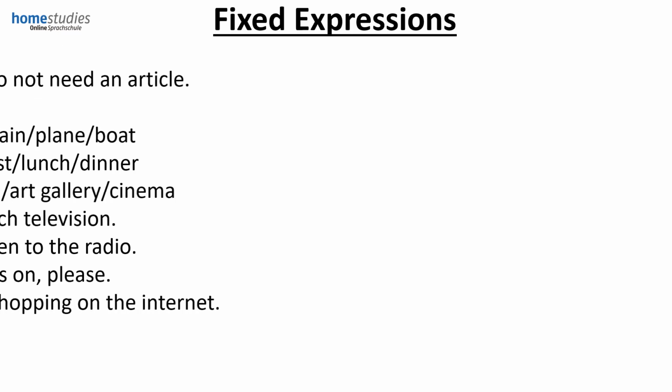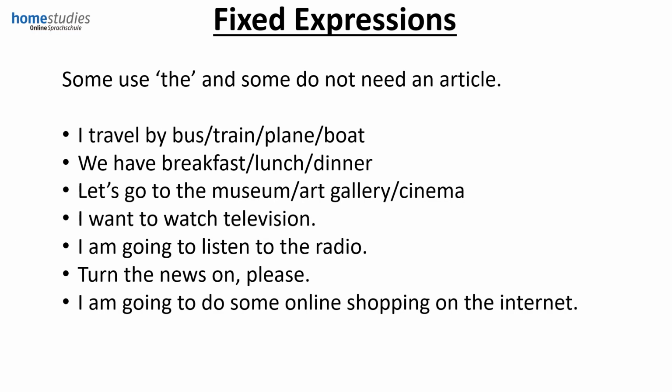Now, with some fixed expressions, some of these use an article and some do not. For example, when we're talking about the way we travel, by bus, train or boat, I travel by bus, train, plane or boat, we do not need an article. Similarly, certain meal times, we say we have breakfast, lunch and dinner. We don't need an article there. However, if we're talking about going to visit a place in a city, then we need an article and we use the. For example, let's go to the museum, art gallery or the cinema.